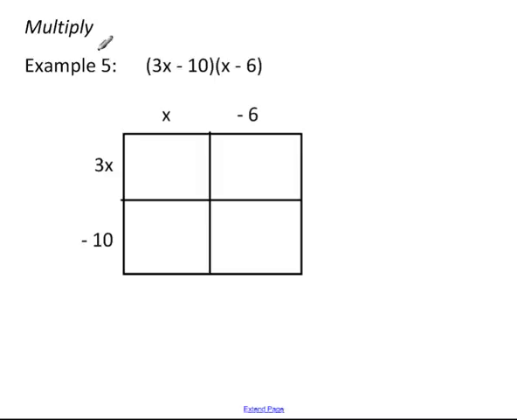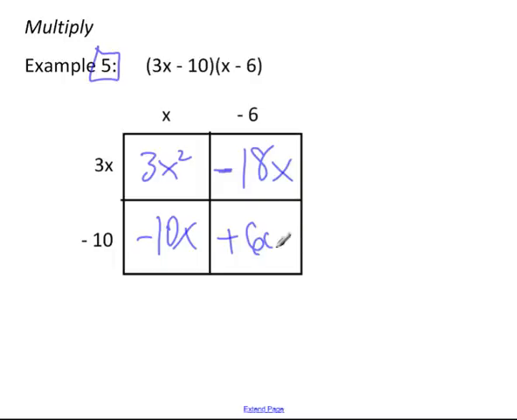Alright, example 5, a little classic box method. I know you wanted to do some more of these. So here we get 3x times x is 3x squared. Multiplying here, we get a minus 18x. I always like writing that minus sign in there just to make sure we don't forget. Here we get a minus 10x, and out here a plus 60.